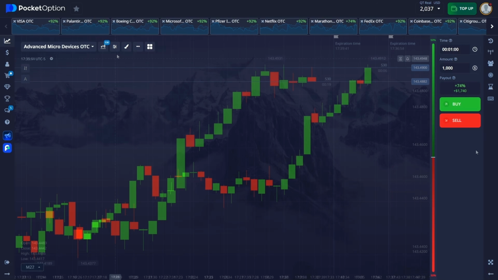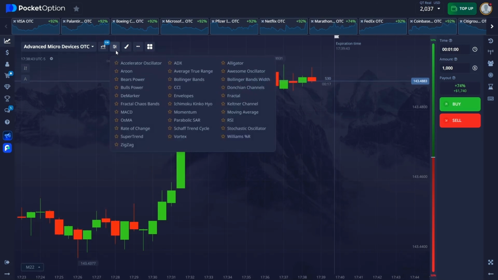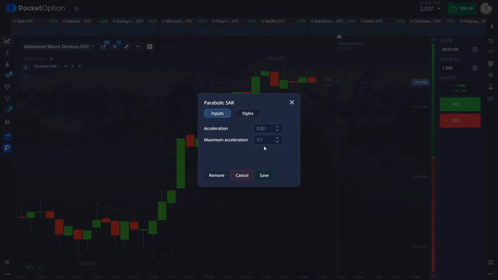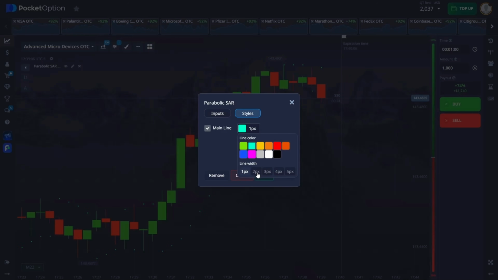For the first indicator, it will be Parabolic SAR. The settings for Parabolic will be 0 right there. So I'm going to change this also. For the color, I'm going to use light blue, 2 pixel, and hit save.